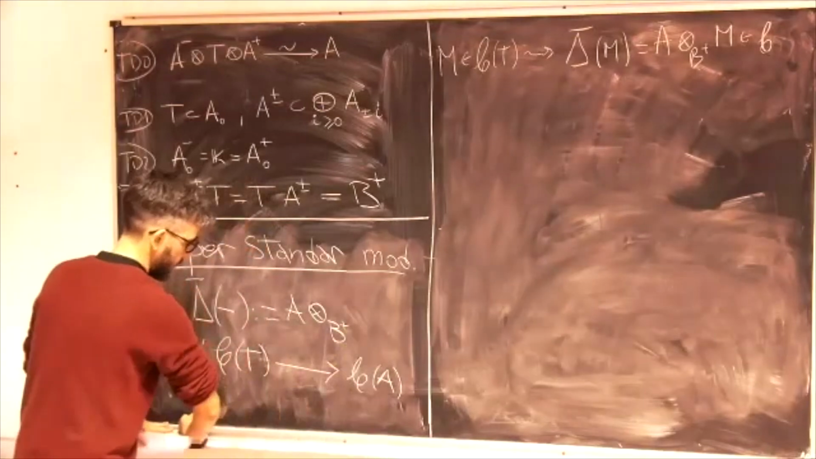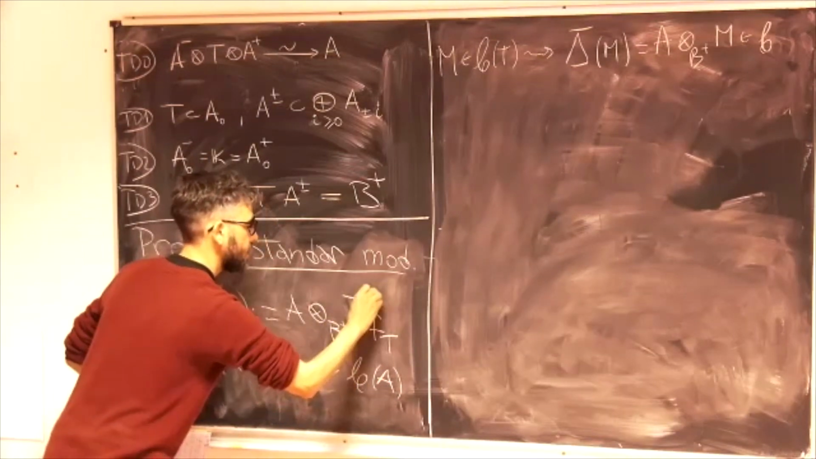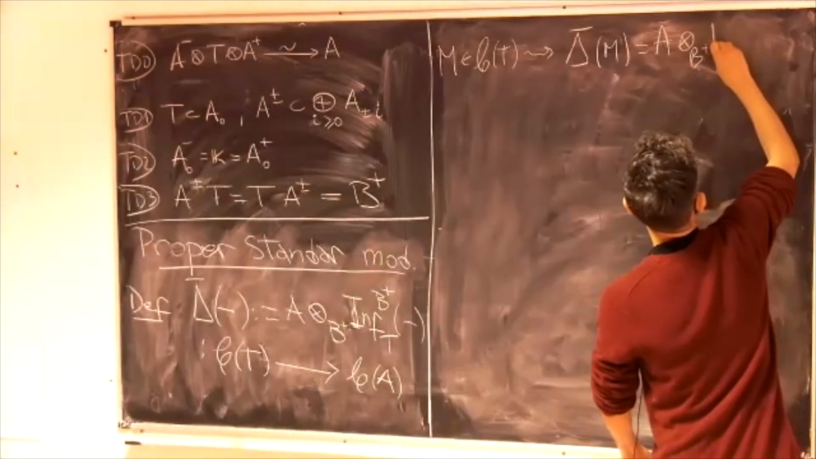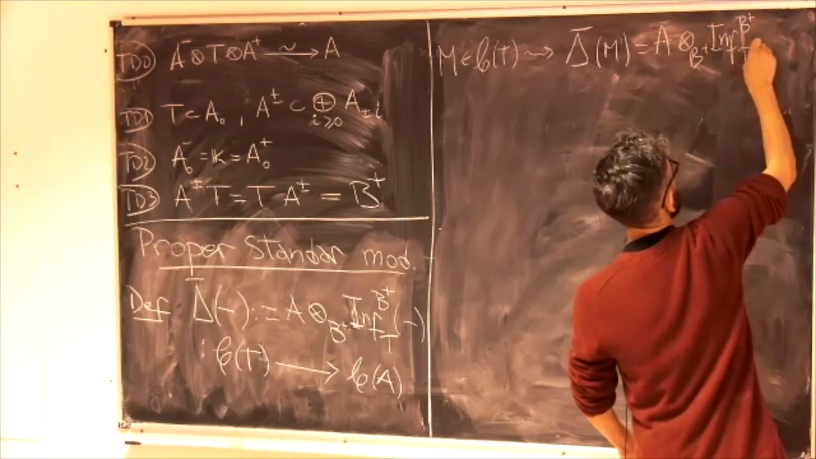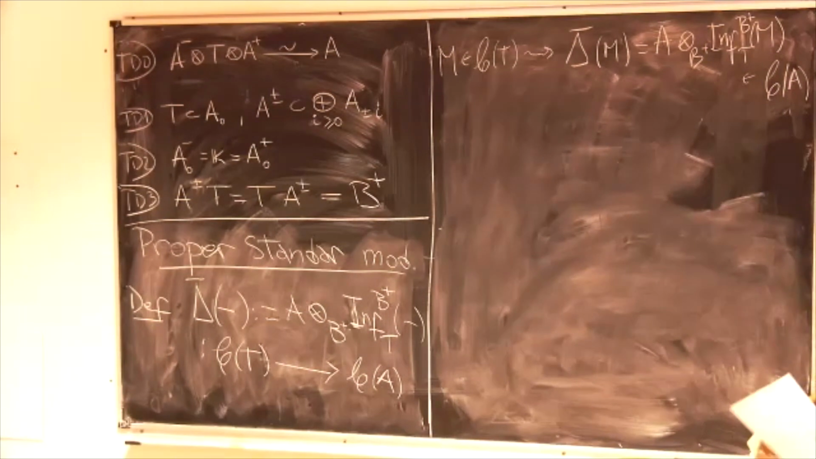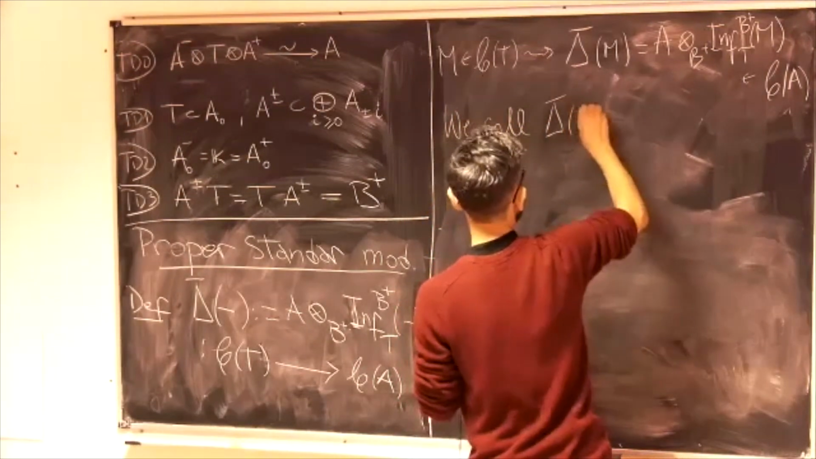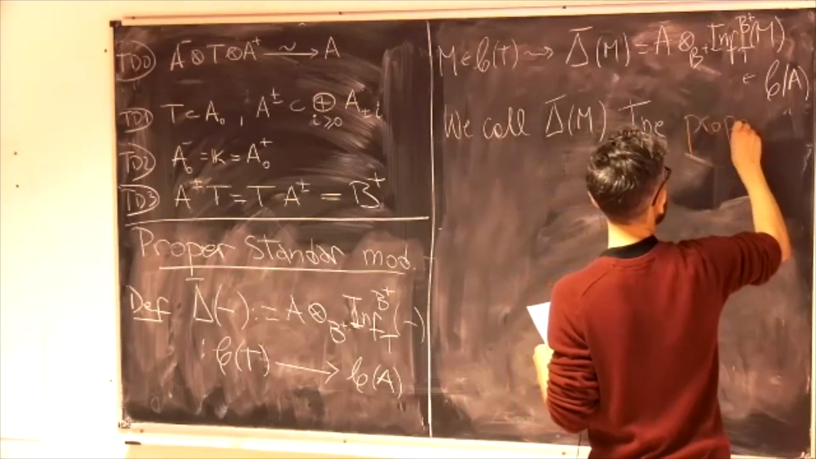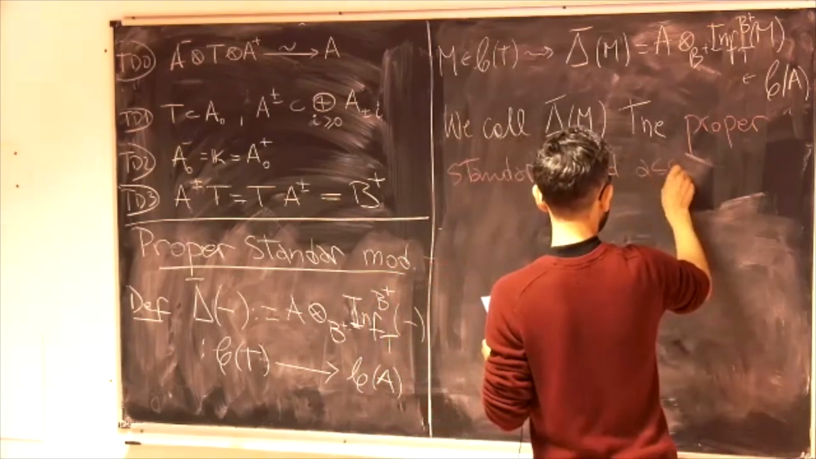I forgot something. Here I have to put the inflation functor that I introduced before. This is a module over A. We call delta bar M the proper standard module associated to M.